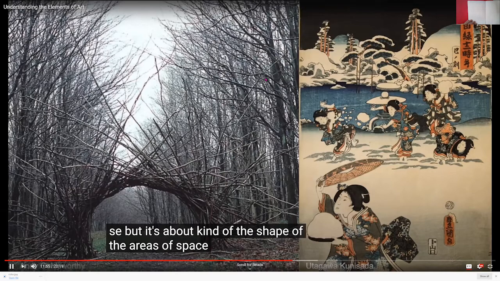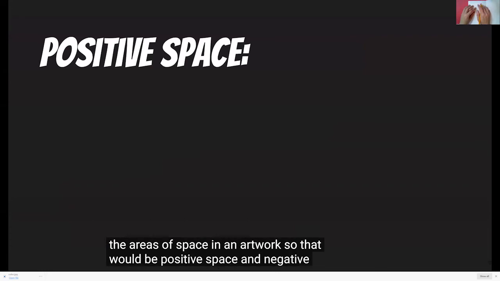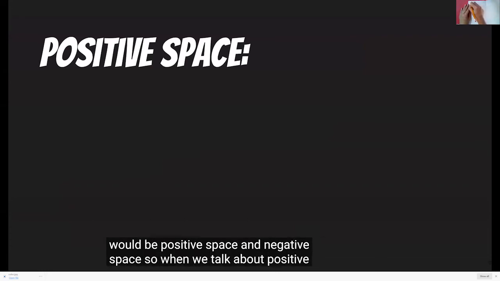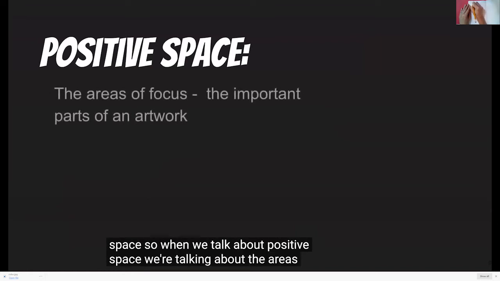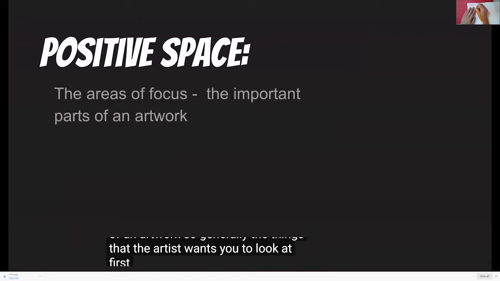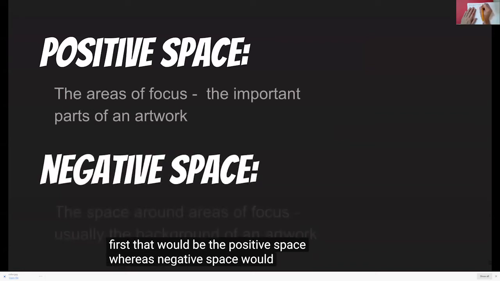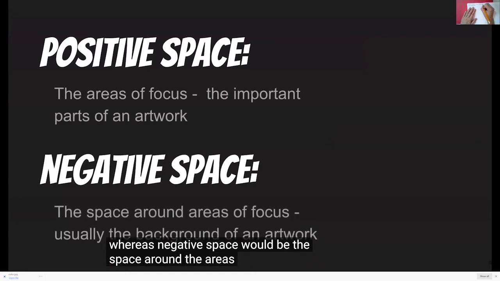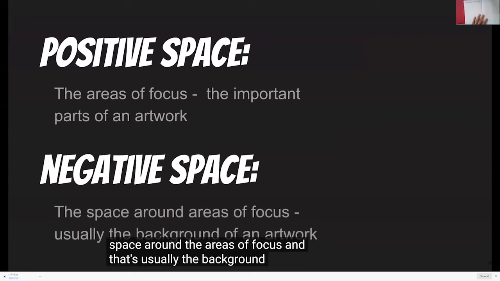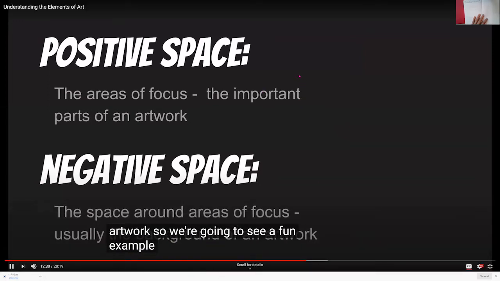The areas of space in an artwork. So that would be positive space and negative space. When we talk about positive space, we're talking about the areas of focus, and those are the important parts of an artwork. Generally the things that the artist wants you to look at first, that would be the positive space. Whereas negative space would be the space around the areas of focus, and that's usually the background of an artwork. So we're going to see a fun example of positive and negative space in graphic design.